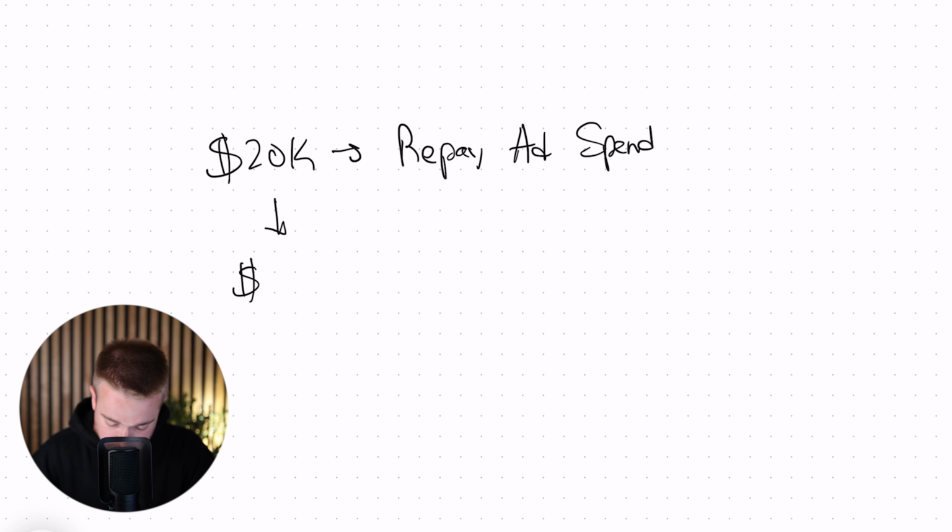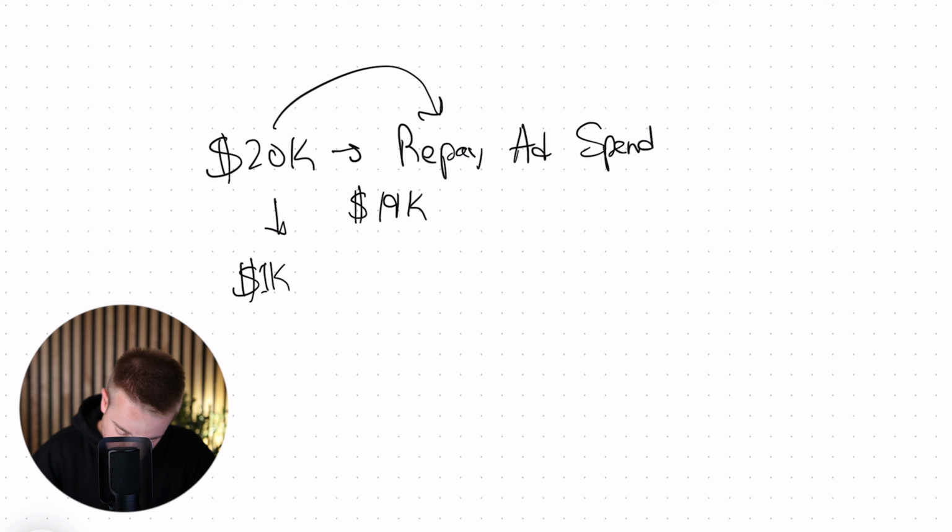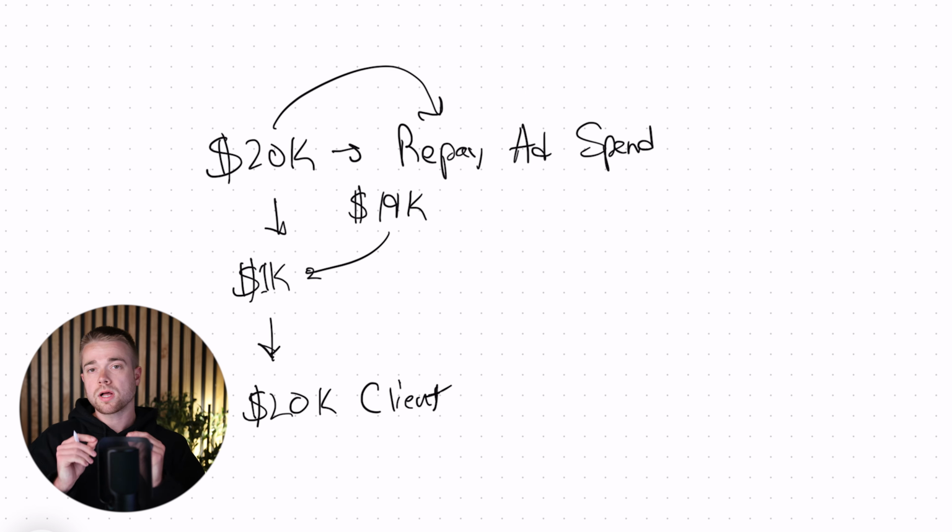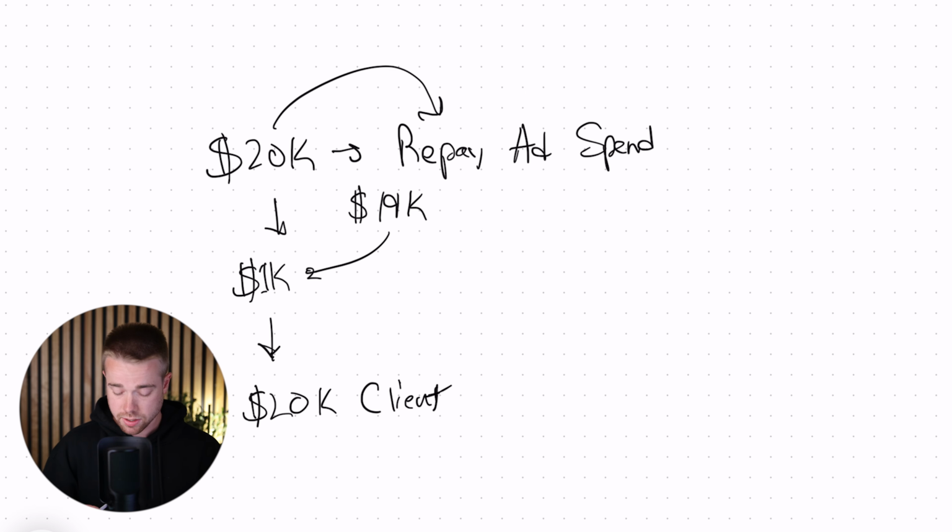Now what I'm going to do is repay all of my ad spend, and then take a portion of this $20,000. Let's say it costs us $1,000 to get a $20,000 client. I land that first $20,000 client, then repay my ad spend, which is the $1,000, so I'm left with $19,000, right? And then I take another $1,000 from that and use it to go buy another $20,000 client. This is what we call client financed acquisition.